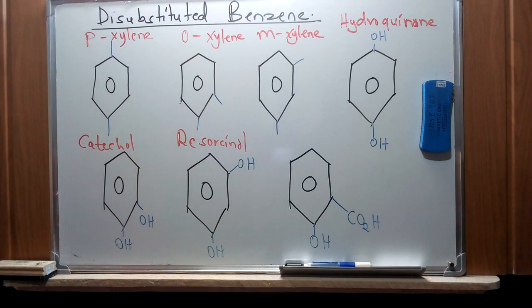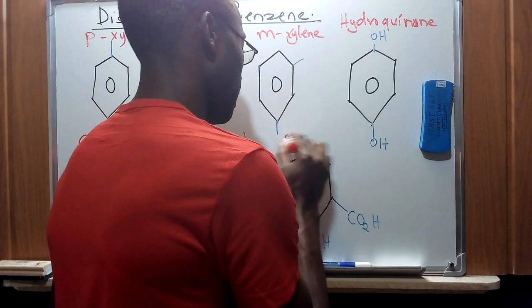And then the last one is a cyclic compound, which has OH, and then there's the functional group for an organic acid there. So this one is known as salicylic acid.